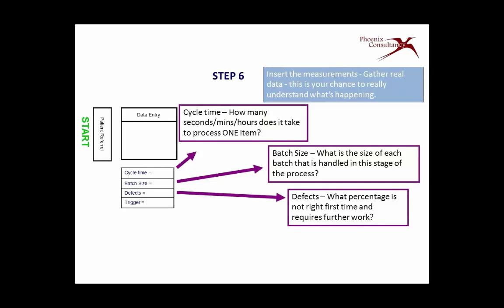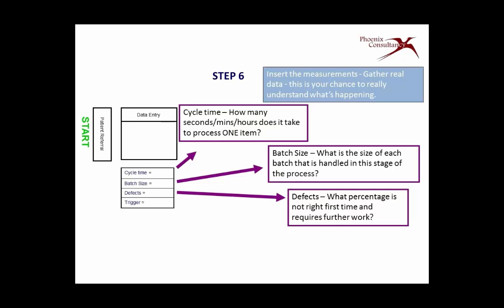Defects: ask the staff as you go around on the walk around. Ask them questions like, out of every 10 you do, how many can you not process first time round or have to be reworked later? Now, you might be surprised by the figure you get there. It might be higher than you first thought. We've had people come, scratching their heads, saying, I can't believe I've got a 30 to 40% defect rate at this process step.